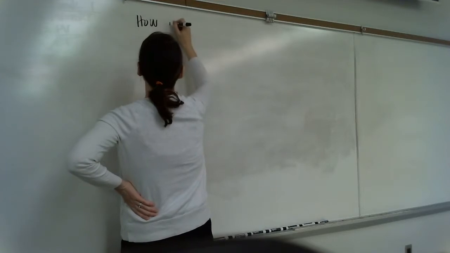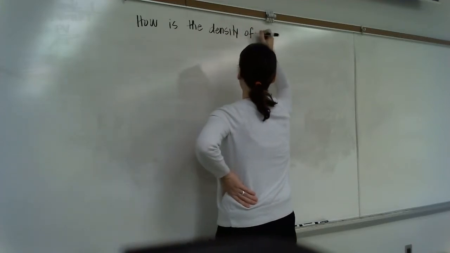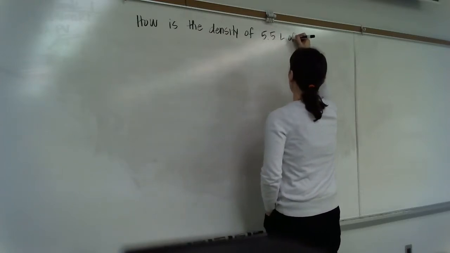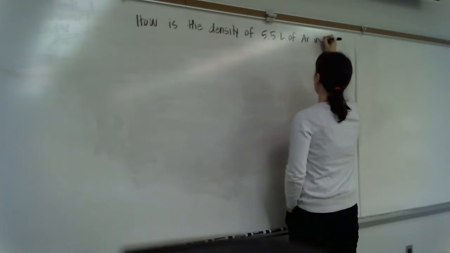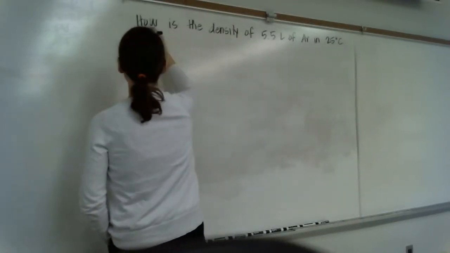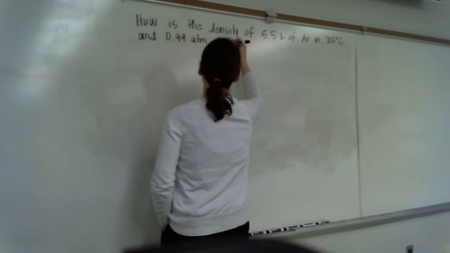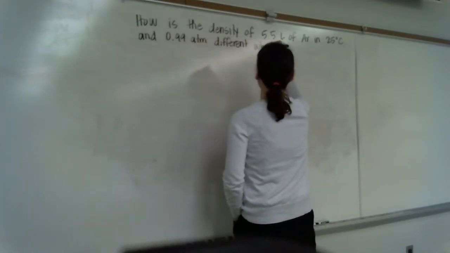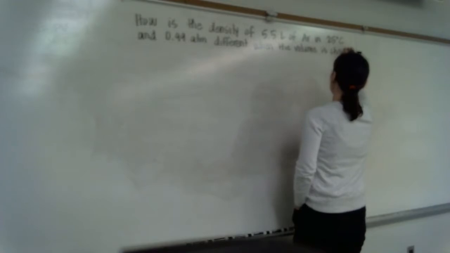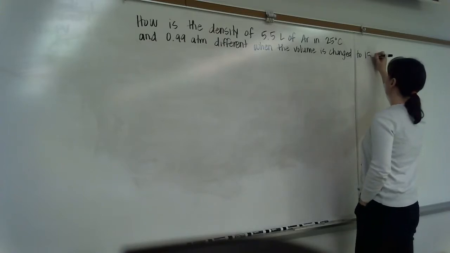How is the density of 5.5 liters of argon at 25 degrees Celsius and 0.99 atmospheres different when the volume is changed to 15 liters?